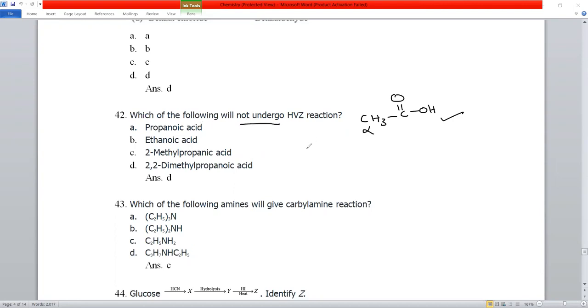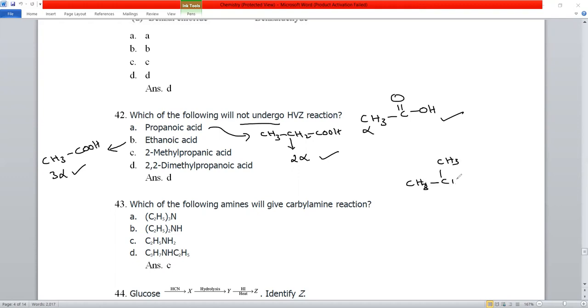Propanoic acid, if you know the propanoic acid structure, I should write CH3, CH2 and COOH. So how many alpha hydrogens? 2 alpha hydrogens we have here. This will undergo. Ethanoic acid means CH3COOH. So here 3 alpha hydrogens we have. This also will undergo. 2-methyl propanoic acid. Okay, here also alpha carbon is there, alpha hydrogen is there. So here also it undergoes the HVZ reaction.